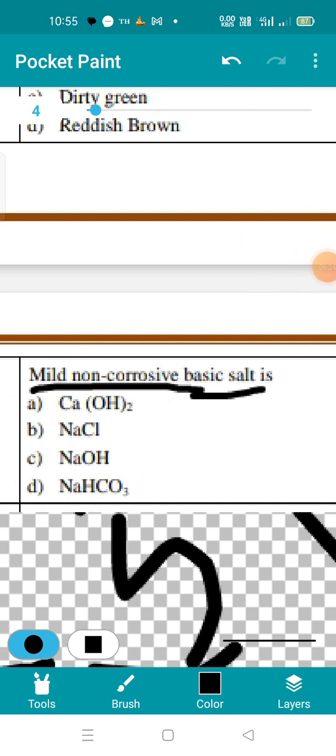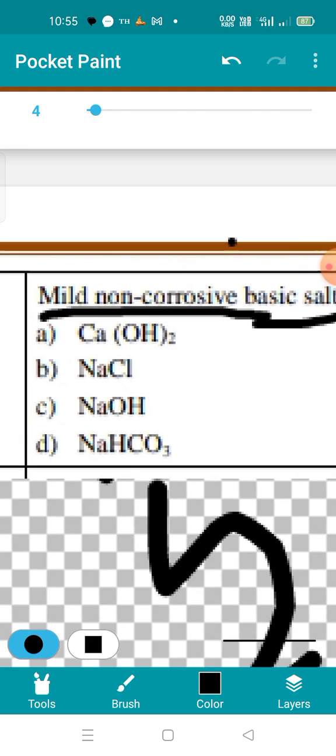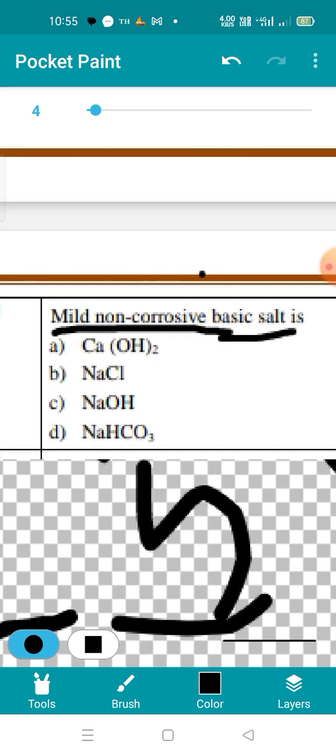Calcium hydroxide, the first option, is a base, it's not a salt, therefore it's not the correct option. Sodium chloride, it is a salt, but sodium chloride is formed as a product when a strong acid, hydrochloric acid, and a strong base, sodium hydroxide, react with each other. Strong acid will neutralize strong base, and therefore a neutral salt called sodium chloride is formed. But here we are interested in the basic salt, therefore sodium chloride is not the correct option.